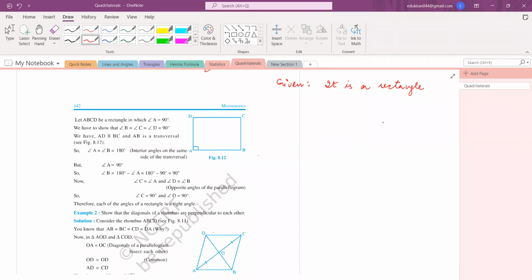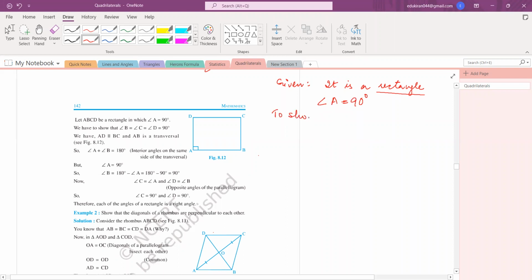Okay, now this is a very important statement that is given. Read the question again. It says show that each angle of a rectangle is 90 degrees. It is already given that it is a rectangle, so one of the angles is already 90 degrees, because that is the definition of a rectangle: one angle is 90 degrees and opposite sides are parallel. So angle A is equal to 90 degrees, given to you.